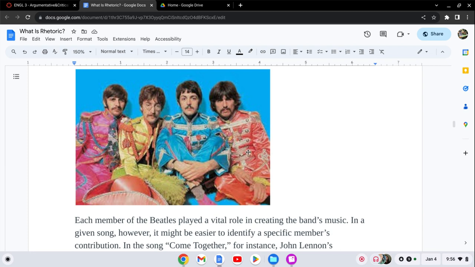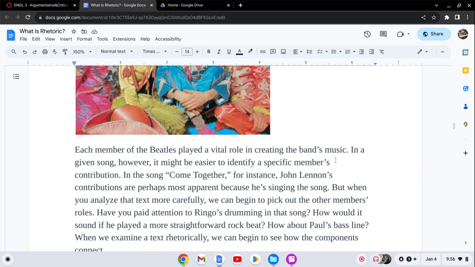That's the Beatles, right? So a really interesting, a good song to think about here is their song Come Together.